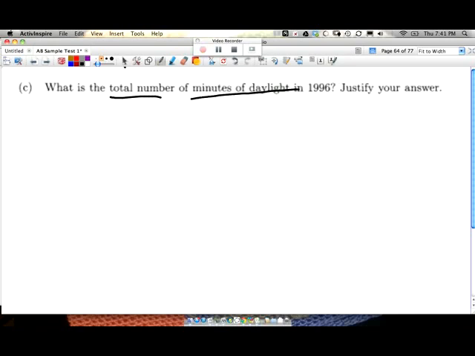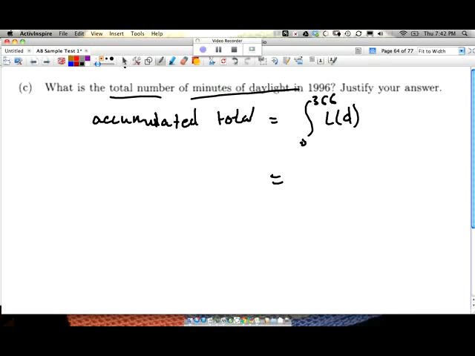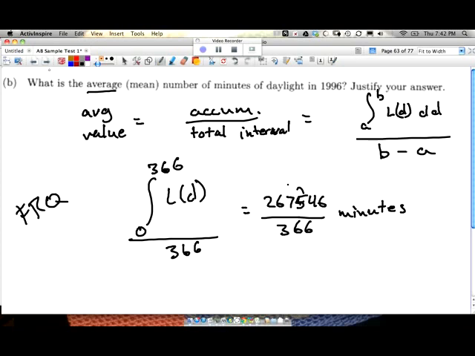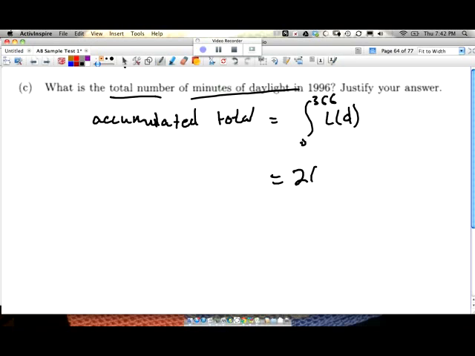What is the total number of minutes of daylight in 1996? That is just the accumulated total. It's going to be the integral from 0 to 366 of L of D. And guess what? We already figured that out in part B. That was 267,546. Check. Done.